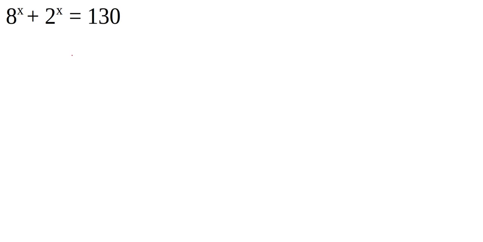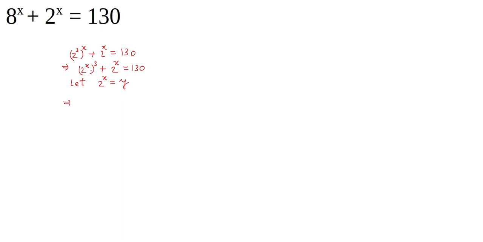So 8 to the power x, here 8 can be written as 2 to the power 3, and this is 2 to the power 3 to the power x plus 2 to the power x is equal to 130. Further, using the law of exponents, you can write this 2 to the power 3 to the power x as 2 to the power x whole to the power 3, plus 2 to the power x is equal to 130. Now let us assume that 2 to the power x is equal to y.